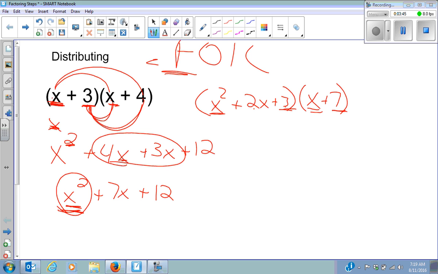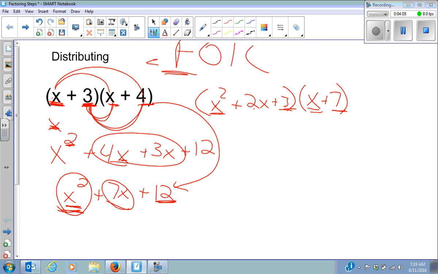Everybody okay with that? Now watch the next one. That's really easy. Where did this one come from? The 3 times the 4 gave us this one right here, right? Make sense? Now, where's the tricky one? Because I'm going to be honest with you, there's one that's a little bit more of a pain.